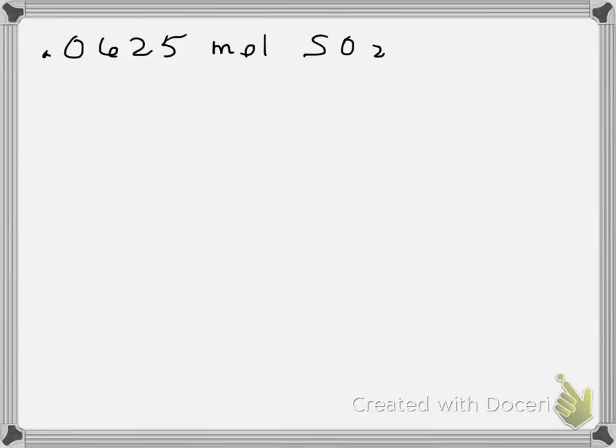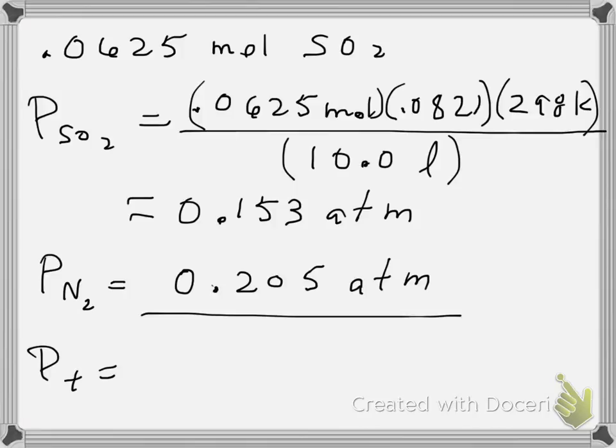So then I want to get the pressure of SO2 in the 10-liter container. If I multiply the moles of sulfur dioxide times 0.0821 times 298 K divided by 10 liters, that's going to give me 0.153 atmospheres. And if I do the same thing for nitrogen gas, get the moles multiplied by 0.0821 times temperature divided by 10, that's going to give me 0.205 atmospheres from the nitrogen.